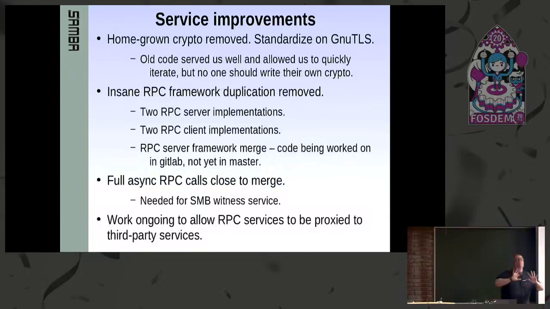So, we basically outsourced that source of CVEs, which are vulnerability announcements, to GNU TLS. So now we can blame them for everyone. That's great.